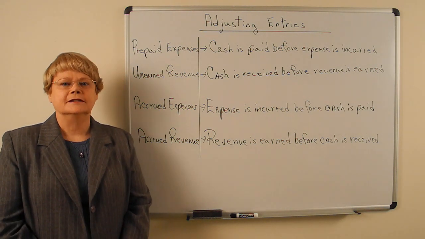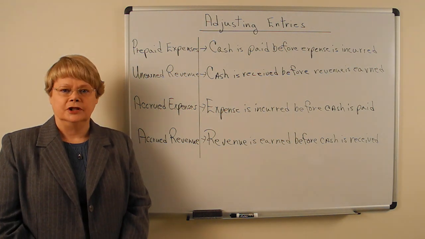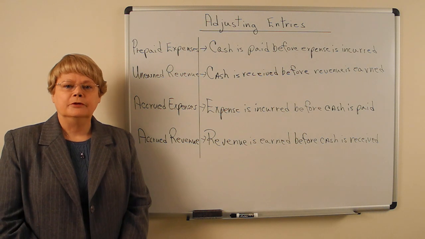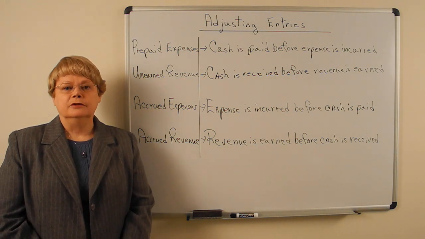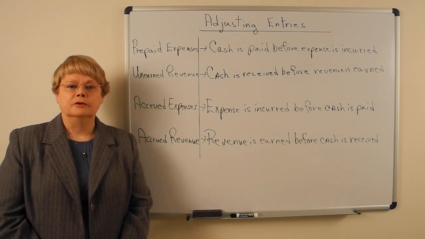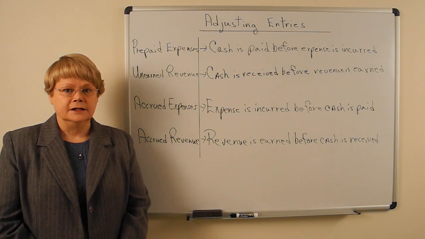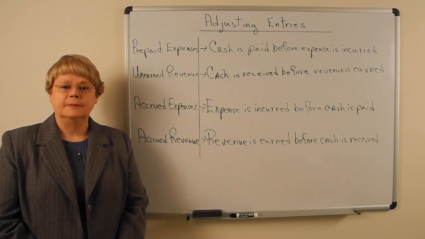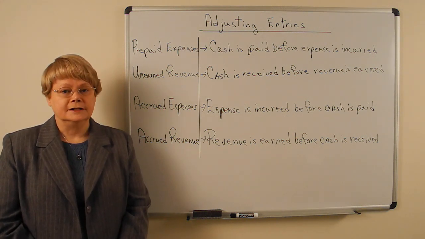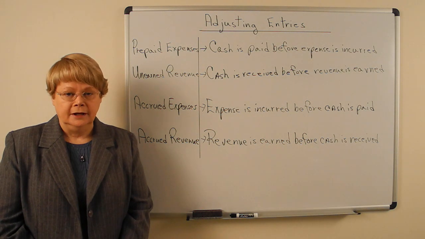Today we're going to discuss the adjusting process, or the adjusting entries. In Chapter 3, we'll be talking about the accrual basis of accounting. Under the accrual basis of accounting, you're going to record revenue when it's earned, not necessarily when the cash is received. And you're going to record expense when it is incurred, not necessarily when the cash is paid.